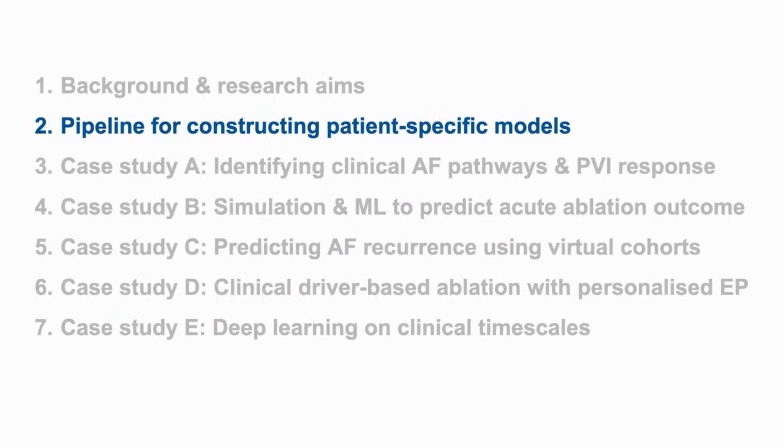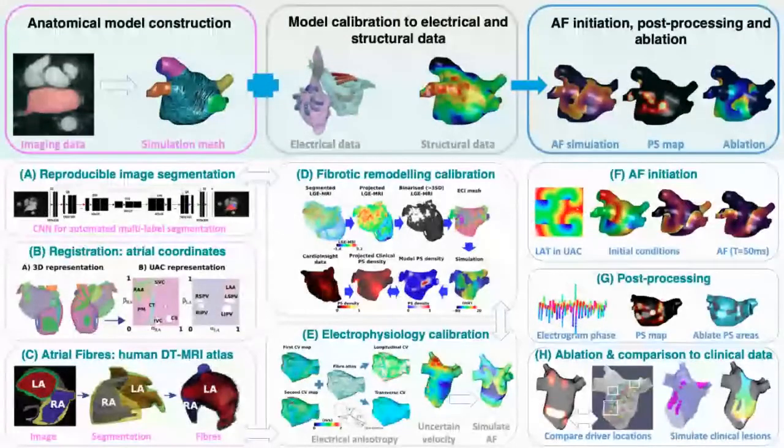So, as I said, we want to use atrial modelling to understand the mechanisms and predict ablation outcome using these patient-specific models. And we need to make them from readily available clinical data. So this brings us on to our pipeline for how we make models. And we want this to be reproducible in general. So if we have the same data, we get the same model. Now, there are lots of steps involved in this, which I appreciate.